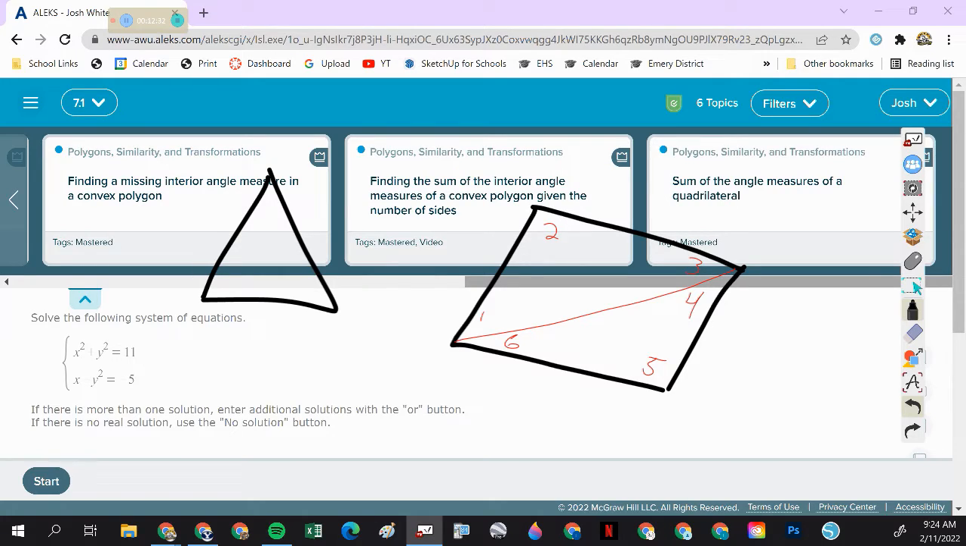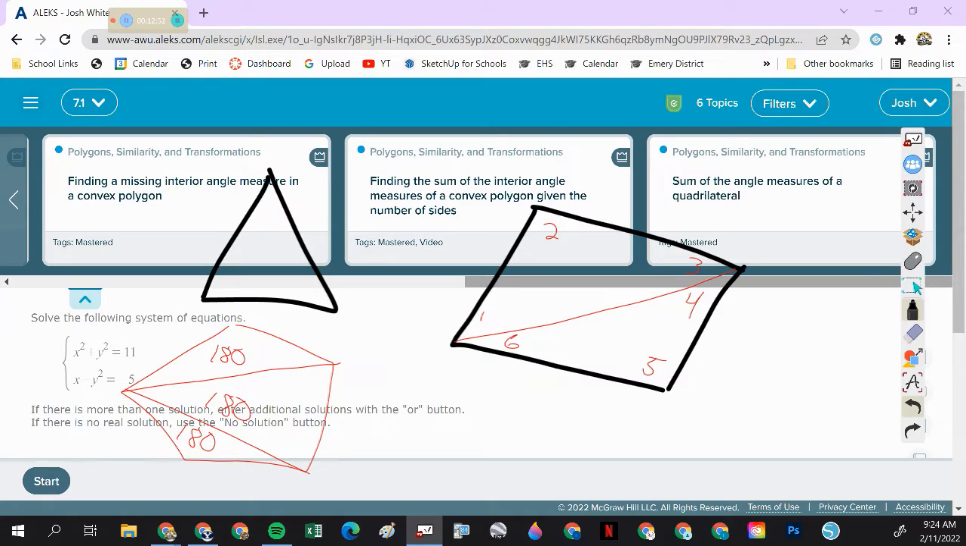What if I had a five-sided shape? We divide that into triangles. So we have 180 here, we have 180 here, and we have 180 here.